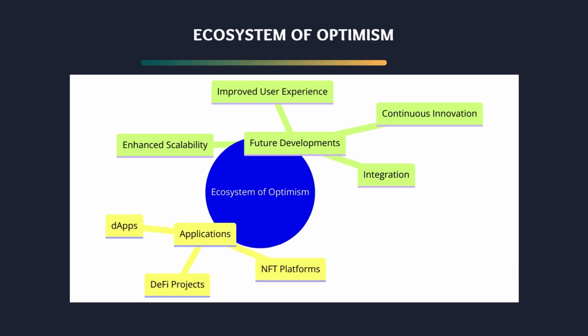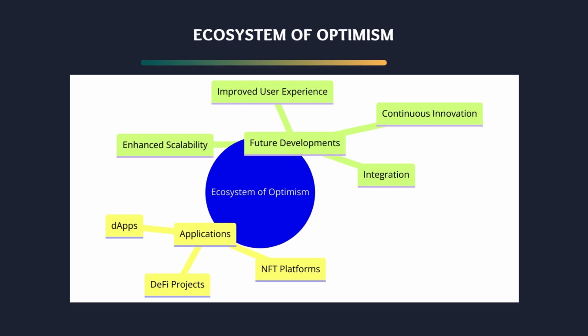Let's explore the diverse and rapidly growing ecosystem of Optimism, as depicted in this diagram. Starting with the applications, Optimism supports a wide range of use cases, primarily categorized into three major areas. 2. NFT platforms. Non-fungible token (NFT) platforms also thrive on Optimism. The reduced fees and faster transaction times make it an ideal environment for minting, buying, and selling NFTs, thereby supporting a vibrant digital art and collectibles market.